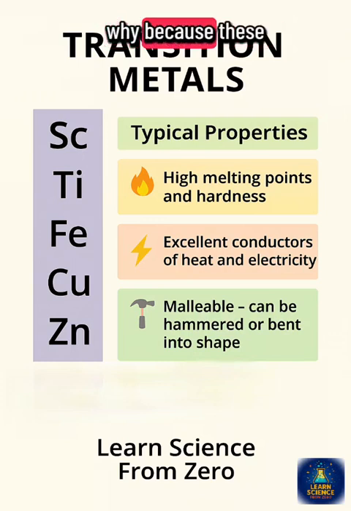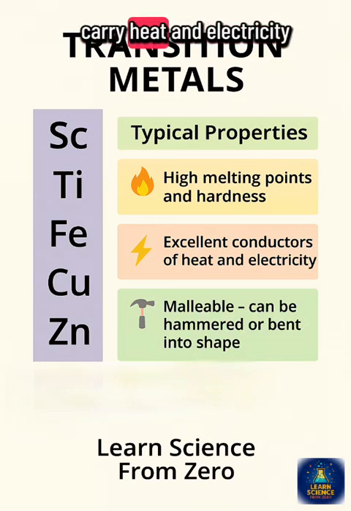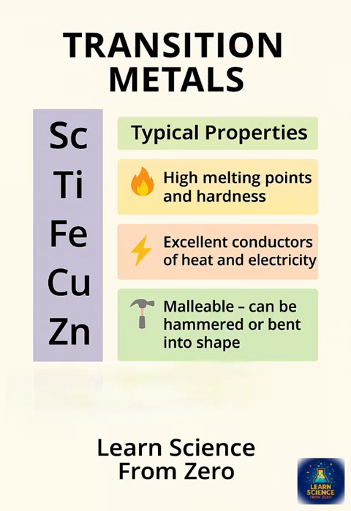Why? Because these transition metals have delocalized electrons, so electrons that are free to move, and these electrons carry heat and electricity. Transition metals are malleable, so they can be hammered or bent into any shape. They are also ductile, so they can be drawn into thin wires.